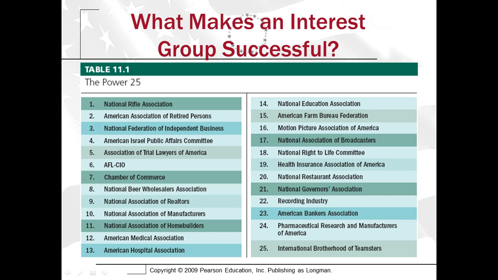If you're curious, here's a list of the most powerful 25 interest groups in the country. You see there right at the top, the National Rifle Association, followed by the American Association of Retired Persons. We'll talk about what makes a group successful next, but you might pause it and look at this group.